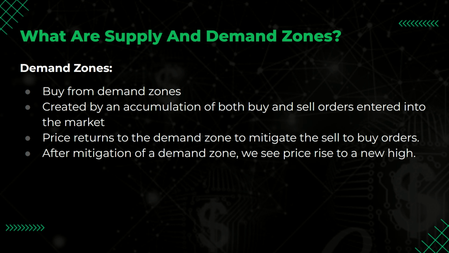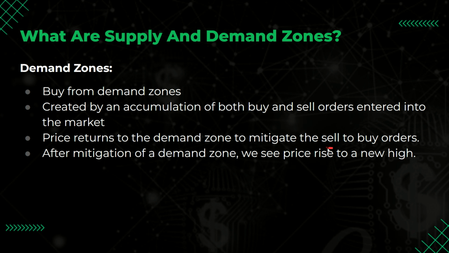Now for demand zones, as smart money traders, we buy from demand zones. Demand zones are created by an accumulation of both buy and sell orders entered into the market. Supply and demand zones are very similar to each other. It's just the difference of buying and selling from our standpoint, and also top and bottom when looking at a chart. Price returns to the demand zone to mitigate the sell to buy orders.